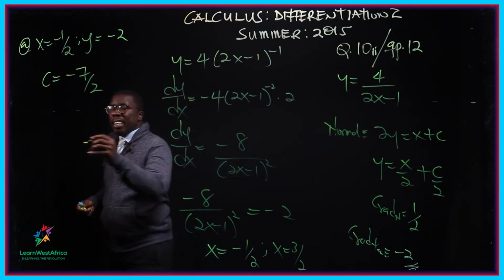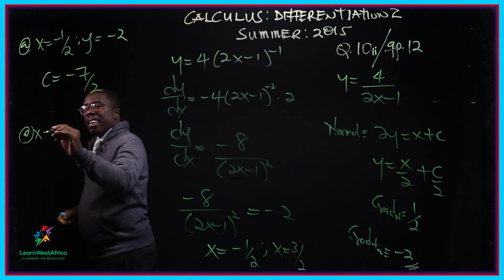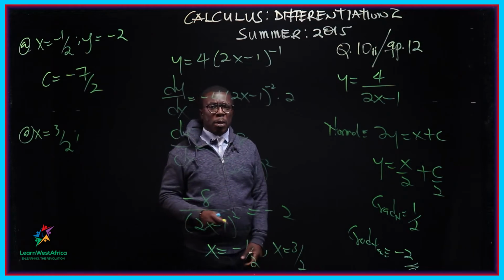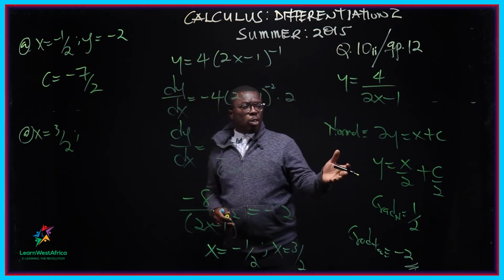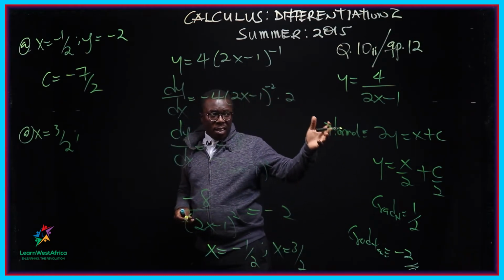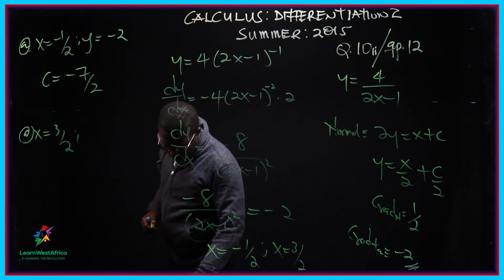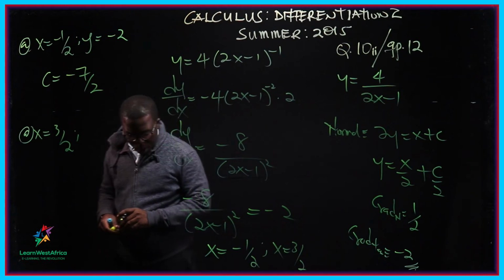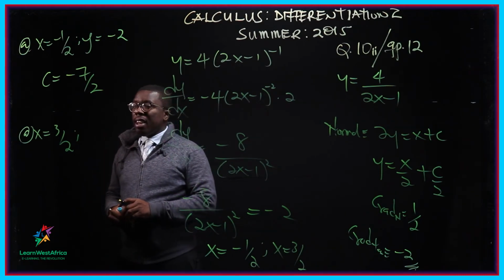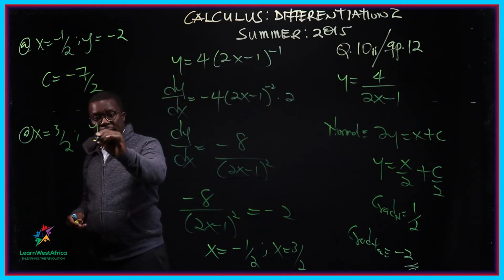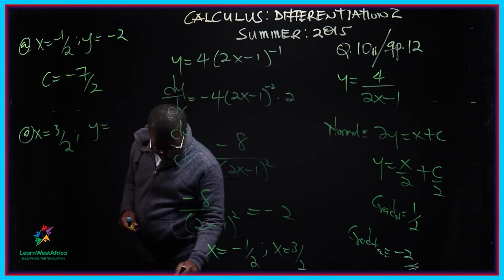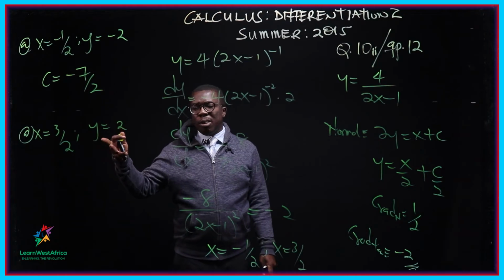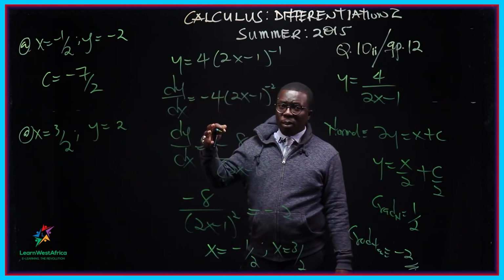So we look at x equal to 3 over 2. What happens to your y? You take your expression, y is equal to 4 over (2x minus 1), and you put that in there. And your y is going to give you 2. So when your x is equal to 3 over 2, your y is equal to 2. You can just work out and confirm that.